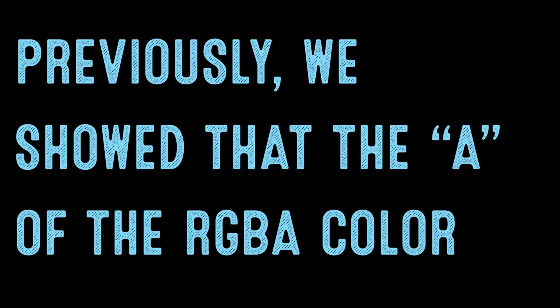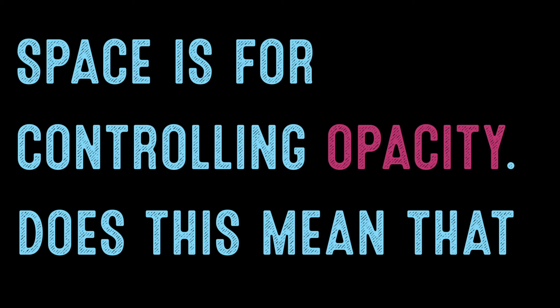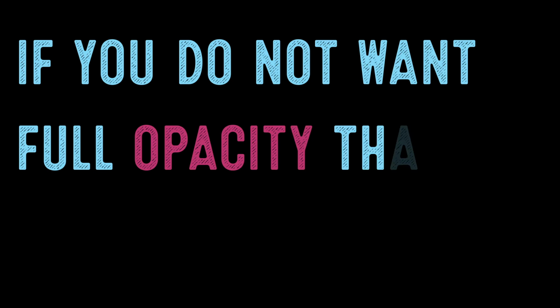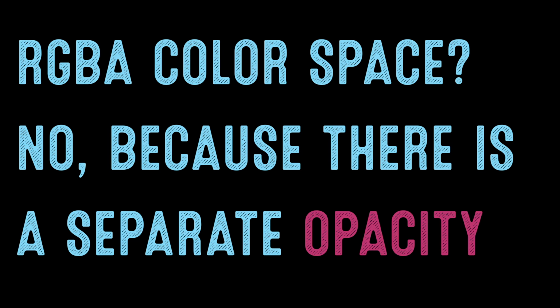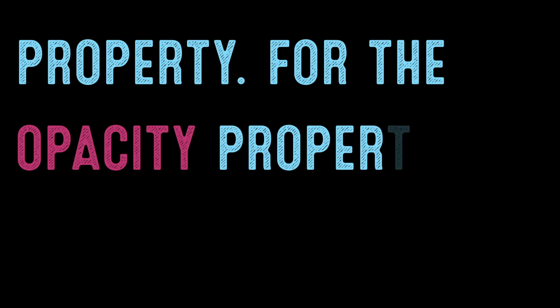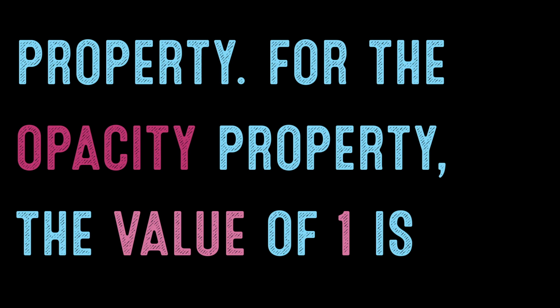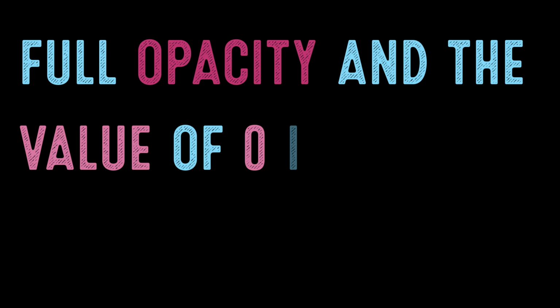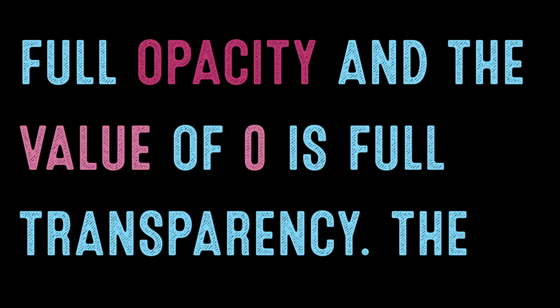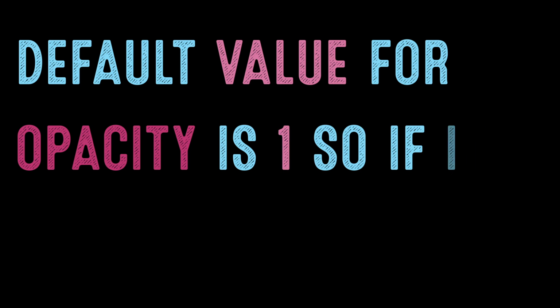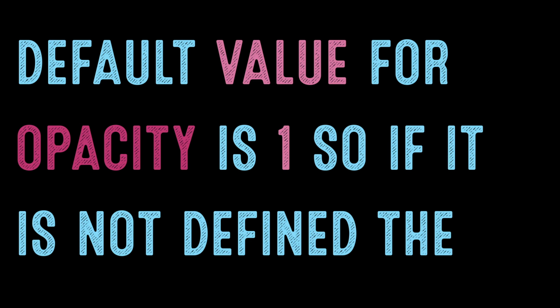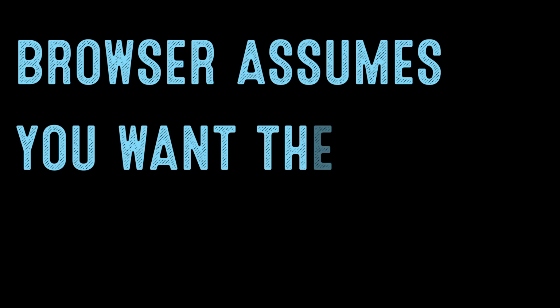We show that the A of the RGBA color space is for controlling opacity. Does this mean that if you do not want full opacity that you have to use the RGBA color space? No, because there's also a separate opacity property. For the opacity property, the value of 1 is full opacity and the value of 0 is full transparency. The default value for opacity is 1. So if it is not defined, the browser assumes you want the color displayed at full opacity.